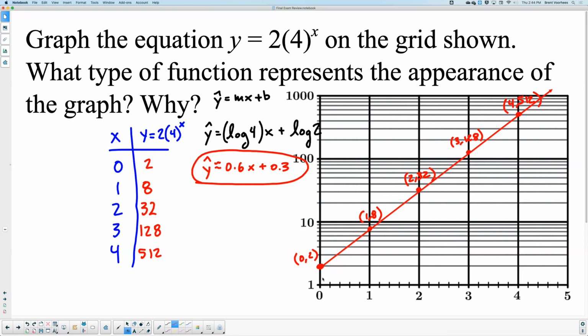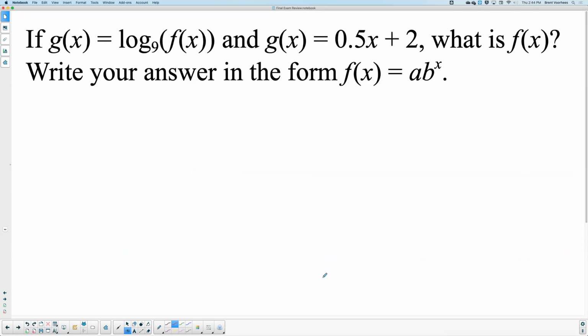Go ahead. All right, let's start solving all those other lessons that I've skipped over so far. Let's start solving here. It says if g of x equals log base 9 of f of x and g of x equals 0.5x plus 2, what is f of x?